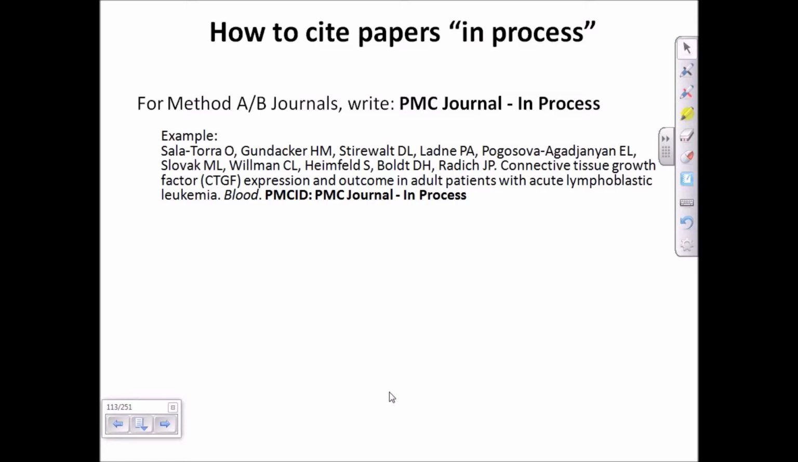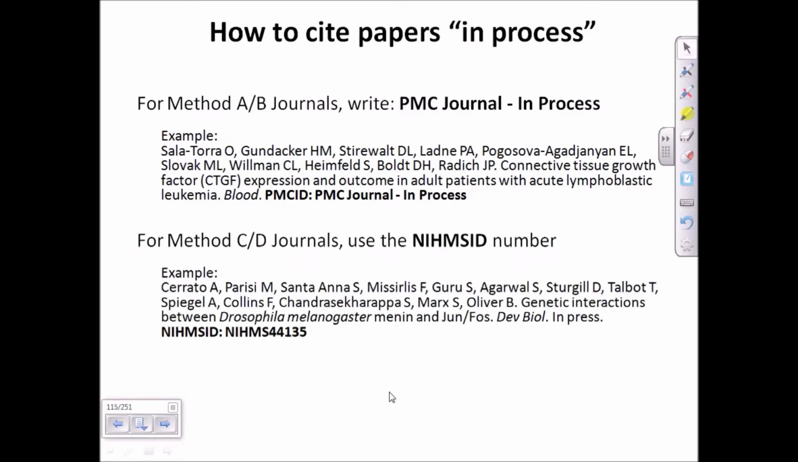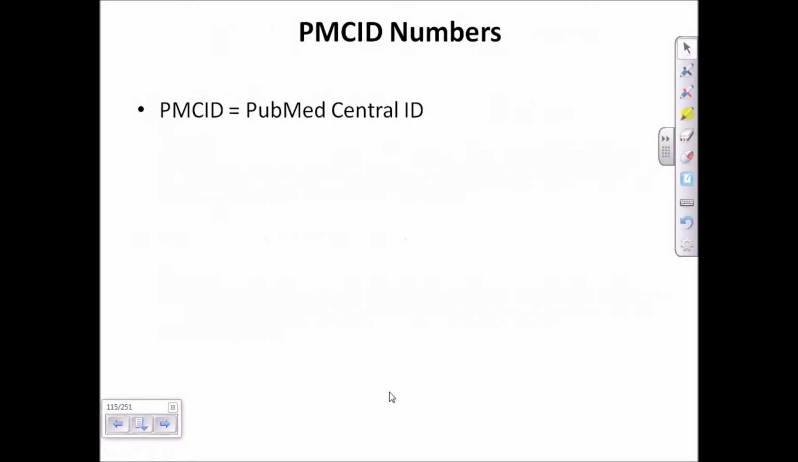Now, what do you do if you have a paper that has not yet been assigned a PMCID number? So how do you cite papers that are called in process? It's been published, but it's in process in terms of getting the PMC. So there's two ways you cite those depending on the journal. If you're publishing this paper in a method A or B journal, then what you write is PMC journal dash in process. I've given you an example there. If the paper is published in a method C or D journal, then you use the NIHMSID number. So you say NIHMSID colon NIHMS and the 5-digit code.